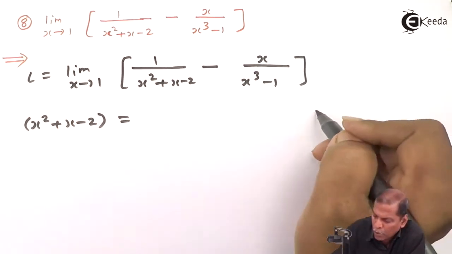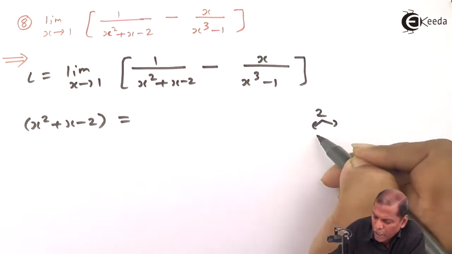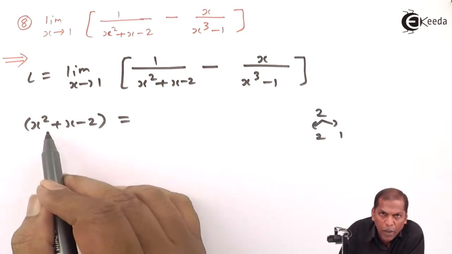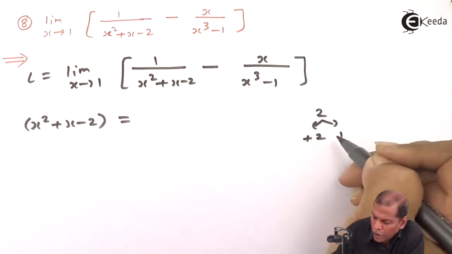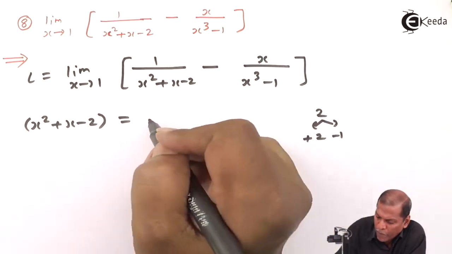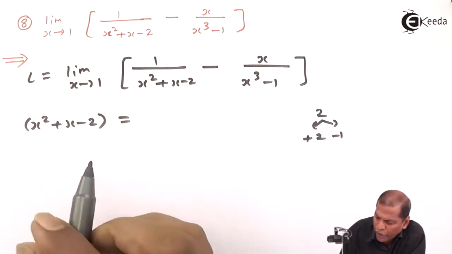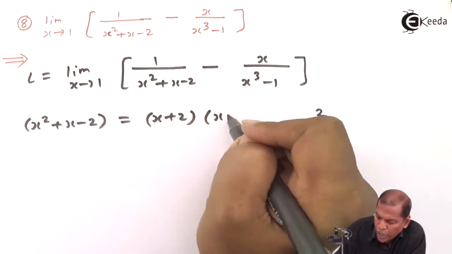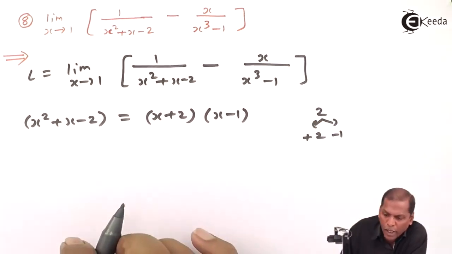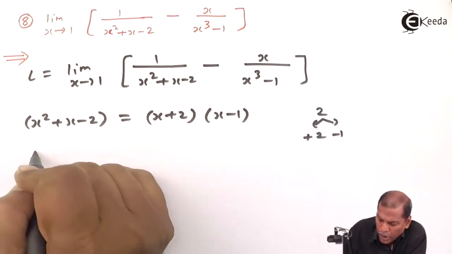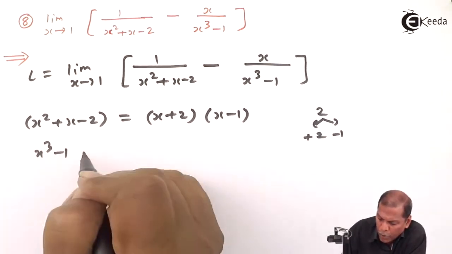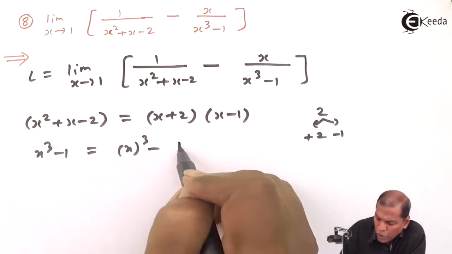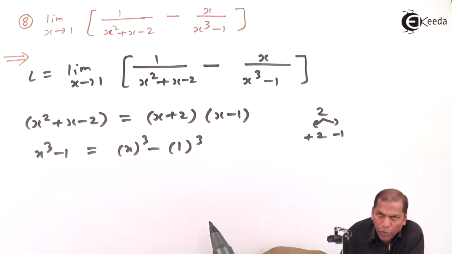The last term is 2, which can be factorized as 2 ones are 2. Since we require plus 1 in the middle term, we write plus 2 minus 1, and the required factors for this quadratic expression are x plus 2 in one bracket and x minus 1 in the second bracket. Now we consider the second term, x cube minus 1, which is of the type x the whole cube minus 1 the whole cube.